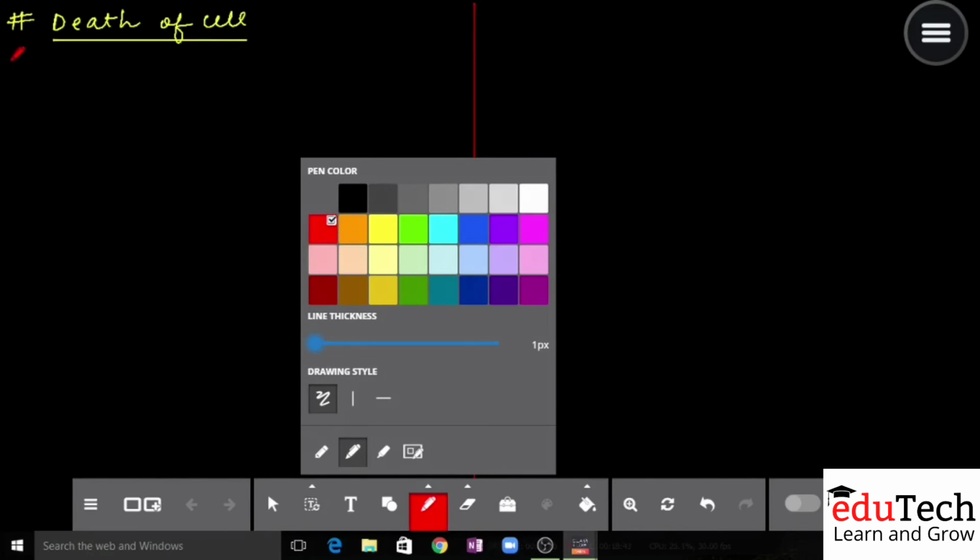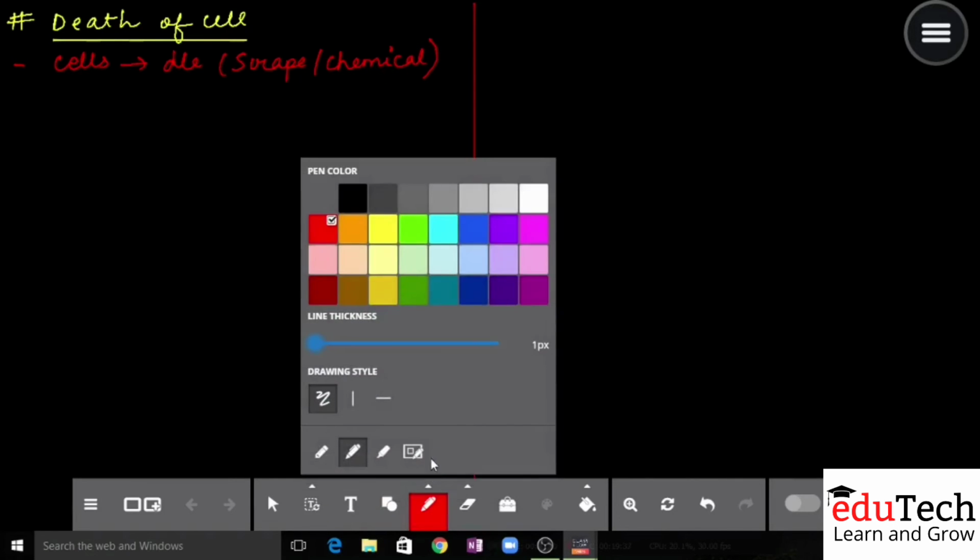First of all, let's understand whether death of the cell is bad or good. Is the death of any cell good or bad for the body? Now see, your opinions would vary. There would be different kinds of opinions from your side, which I totally agree with. But sometimes death of the cell is good for your body, sometimes it is bad for your body.